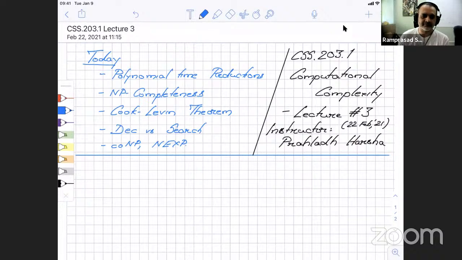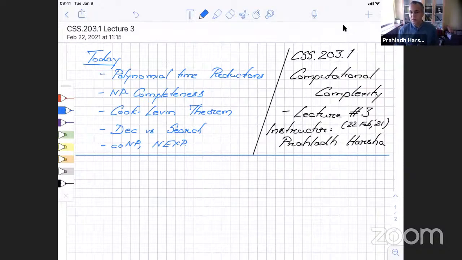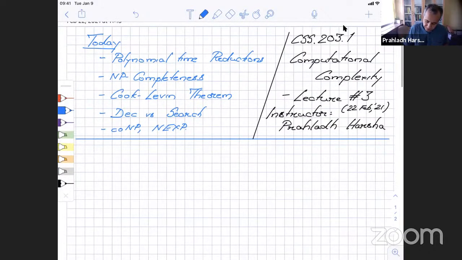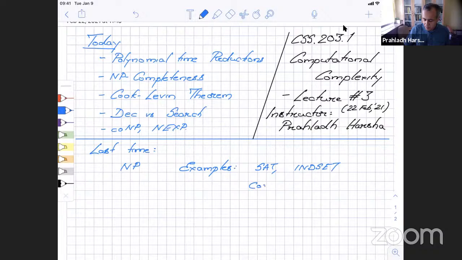Okay. Let's get started. So the main agenda today is to introduce NP completeness, polynomial time reductions, and the Cook-Levin theorem. So last time we had defined the class NP, and we saw examples of problems in NP. We saw things like SAT, independent set, composite, the traveling salesperson problem, etc. We saw several of these.